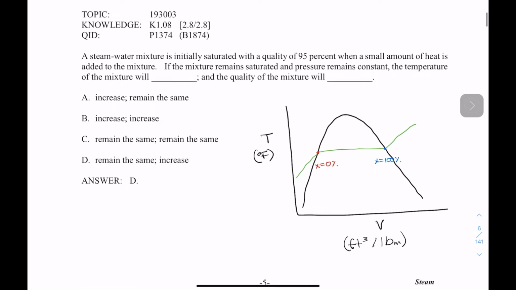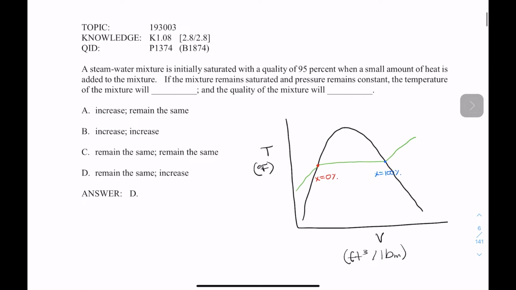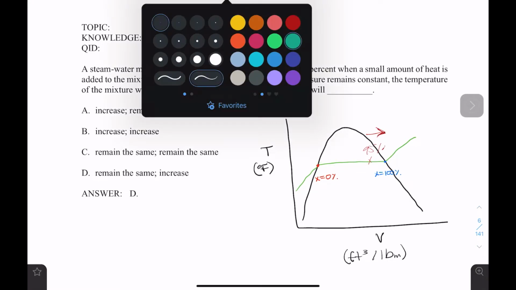Okay, next one is P1374. We have a steam water mixture, so we have something in here. It's initially saturated with a quality of 95%, so I'm here at 95%. When a small amount of heat is added, I'm adding heat, which means I'm going in that direction. If the mixture remains saturated and the pressure remains constant, I'm not changing my pressure, it's still the same.